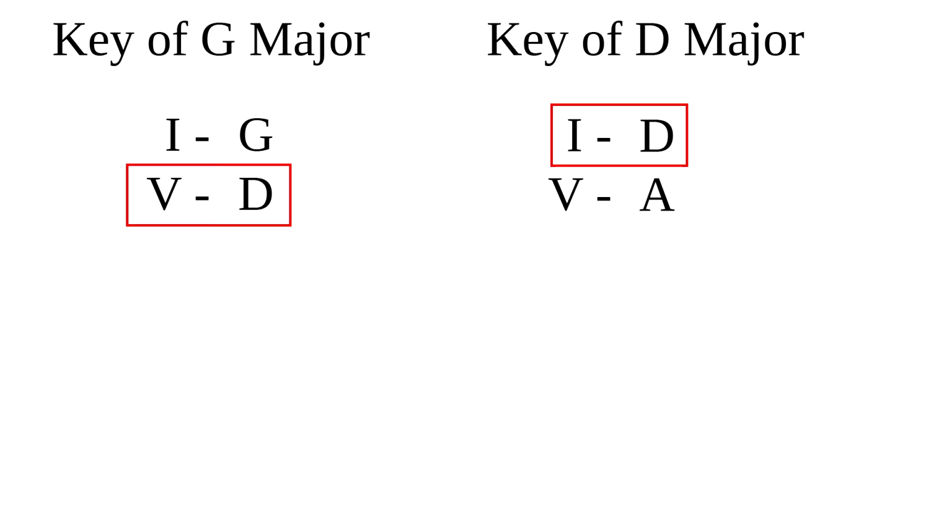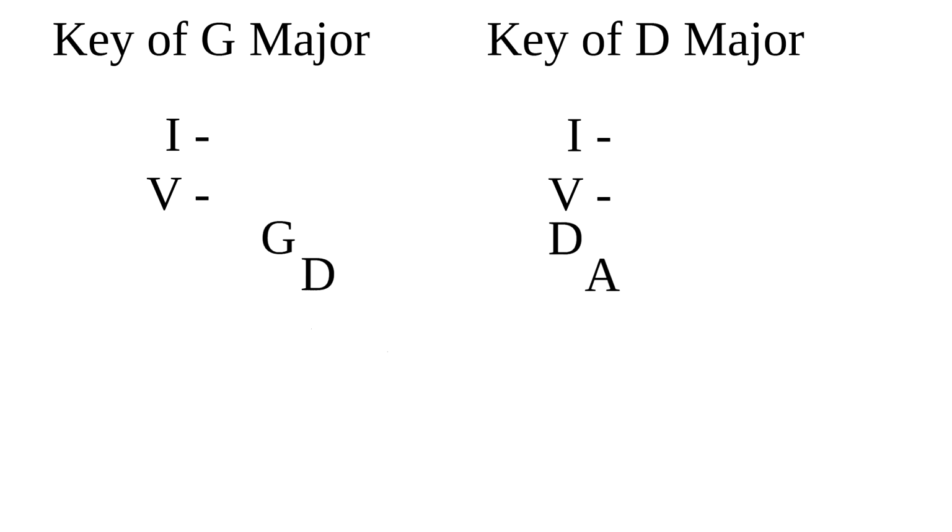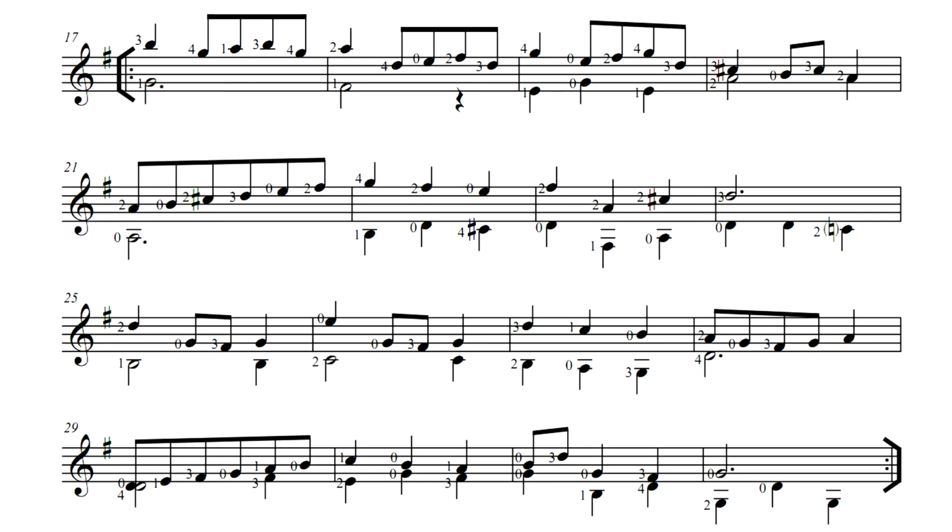If we look at the most important chords for each key, the 1 chord and the 5 chord, we get the following. For G major, 1 is G and 5 is D. For D major, 1 is D and 5 is A. As you can see, both keys share a D major chord. To create a pivot chord modulation, simply have a chord progression that uses the shared chord in the middle. In the second half of the minuet, we see this idea used twice.